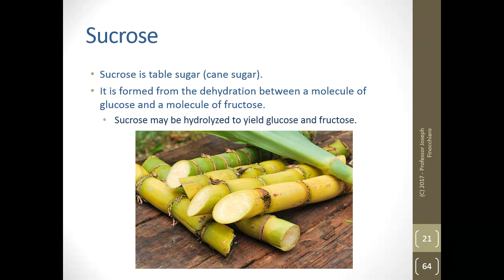Sucrose is table sugar, cane sugar. It's formed from the dehydration between a molecule of glucose and a molecule of fructose. Sucrose may be hydrolyzed to yield glucose and fructose. So it's not hard. All it's saying is if it's made up of glucose and fructose, if I decompose it, hydrolyze it, it's going to go to its component elements, or in this case, component compounds.